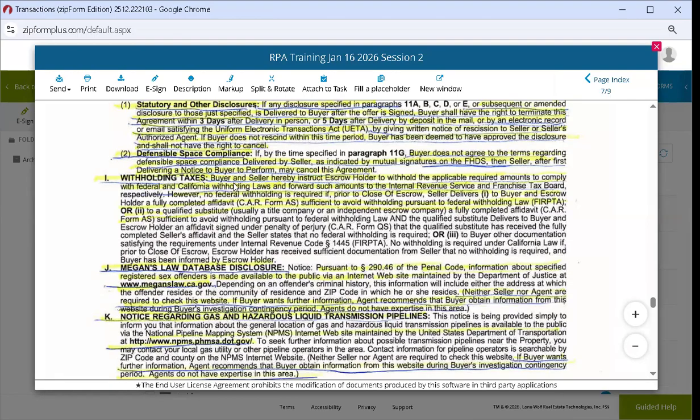Okay, so withholding taxes: the buyer and the seller instruct the escrow holder to withhold the applicable and required taxes, federal taxes, Franchise Tax Board taxes, whatever's applicable, and forward them to the IRS. We normally don't get involved in this.